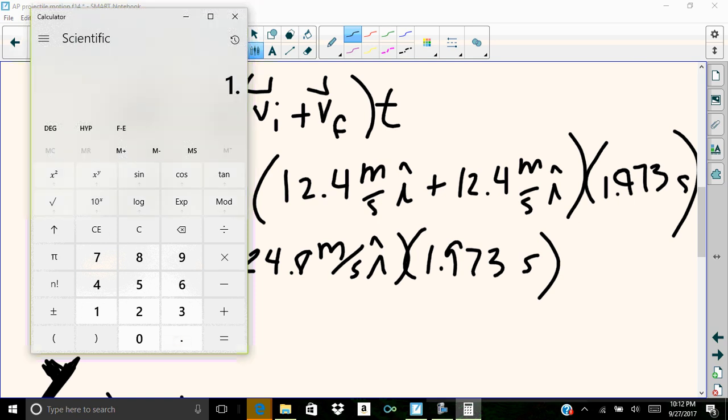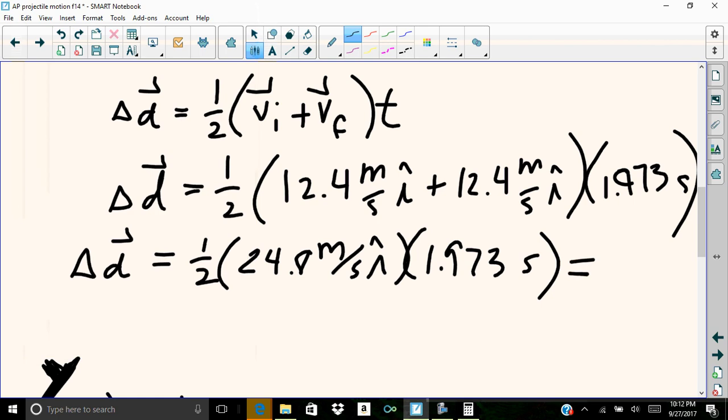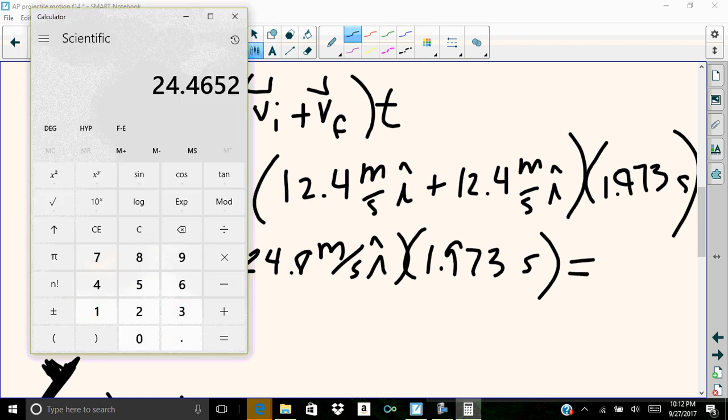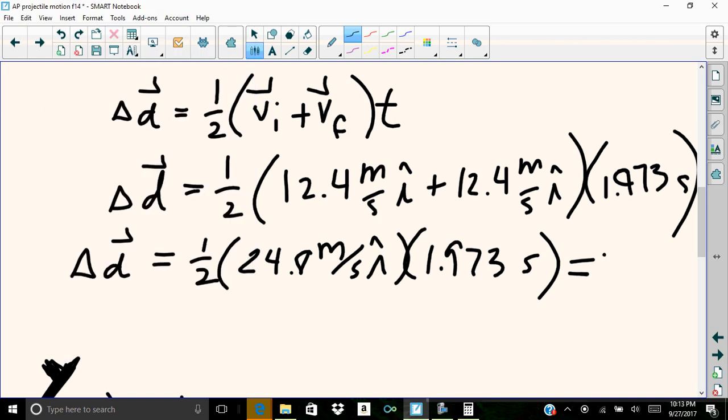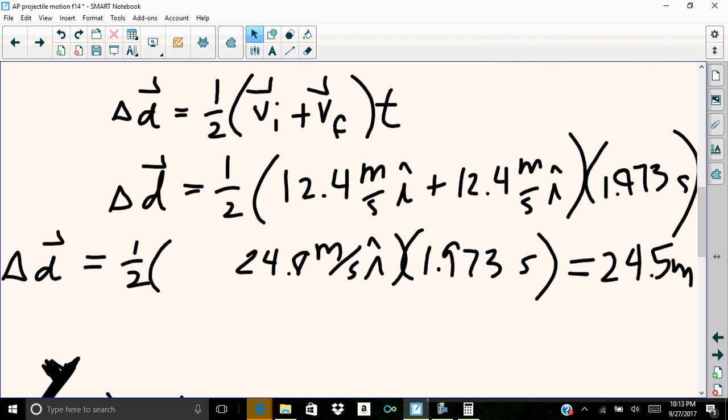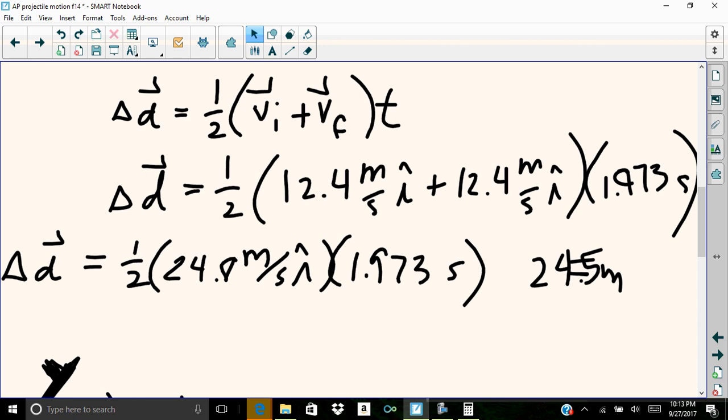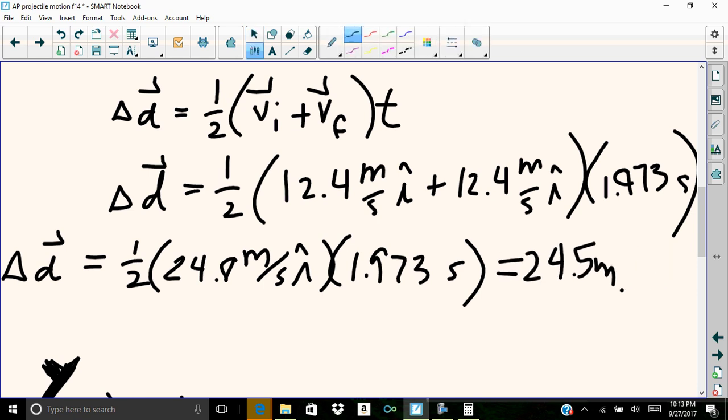I'm going to take 1.973 and multiply that by 24.8. And then I'm going to divide by 2. And that ends up giving me, I need 3 significant digits because I'm multiplying and dividing, so it's going to be 24.5 meters I hat. I got to move this all over because I don't have enough room. Okay, so there's my total range, 24.5 meters.